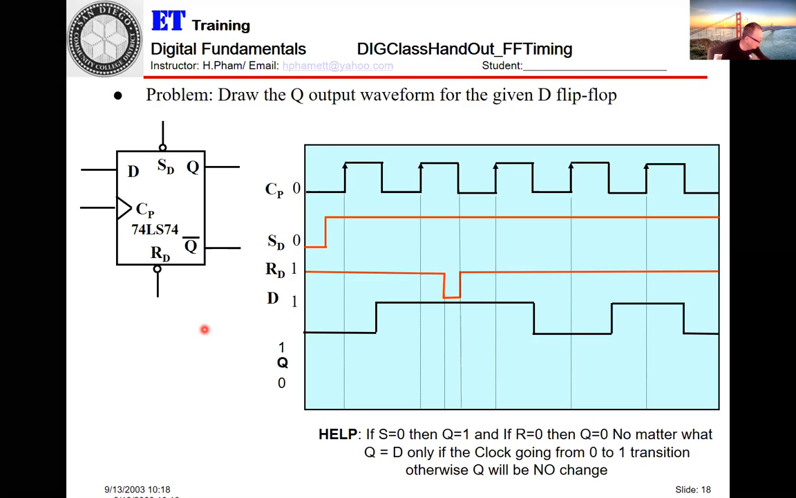The thing is, this one has no formula. Q equal to D when the clock goes 0 to 1. Q equal to D. Clock. Preset 0, Q must be 1. Clear 0, Q must be 0.